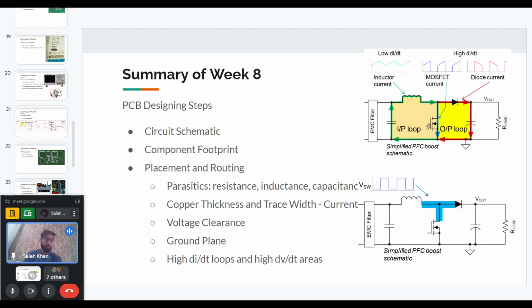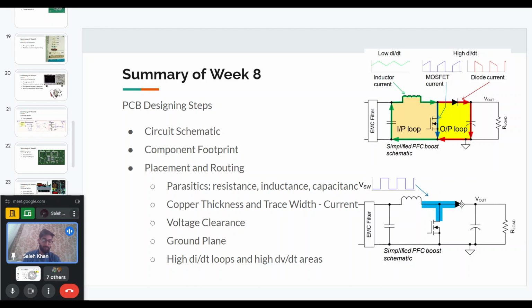So if the loop area of this high di/dt current is large, then you have a larger inductance. And because the di/dt is high, and if the parasitic inductance in this loop is also high, then it will lead to L di/dt voltages. So it will lead to voltage spikes. So that is why you want to minimize this high di/dt loop.